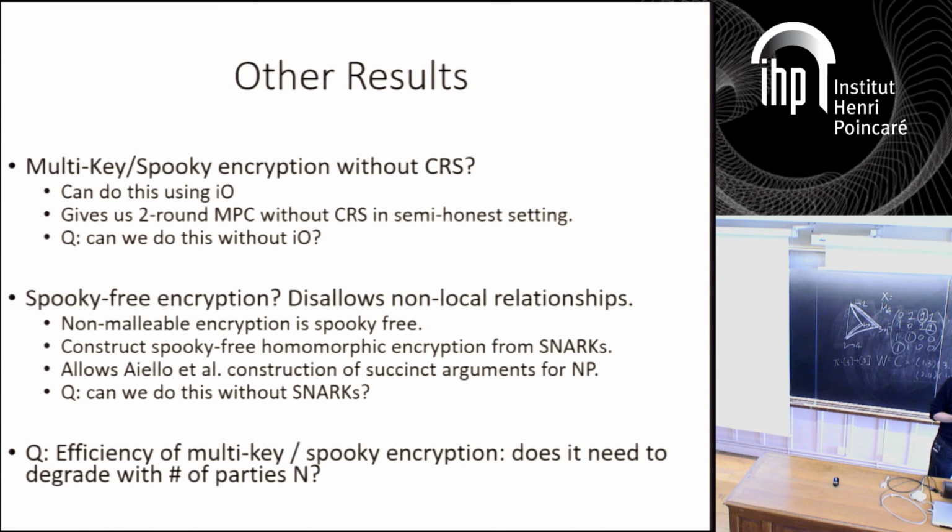And the last question is, can we improve the efficiency of multi-key or spooky encryption? In particular, when you do the homomorphic operations, the ciphertexts are in the expanded form. They're n times bigger than the original ciphertext, where n is the number of parties. So the computation takes n times the original circuit size of the function you're trying to evaluate. Is that necessary? Can you do better? We don't know.